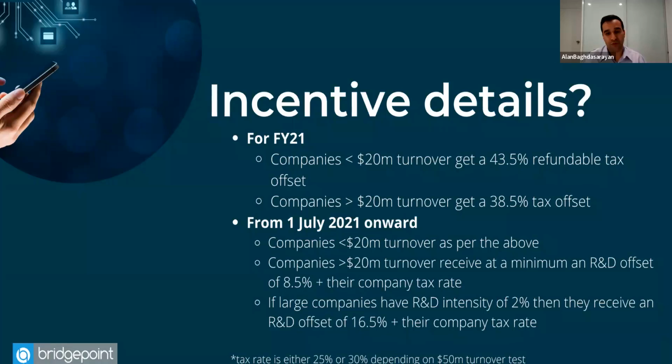The reason they put these rules in was because the larger end of town was saying, well, SMEs are getting a 43.5% refundable tax offset. We want our offset to be somewhat similar percentage-wise. However, we understand that you don't want to give a cash refund to large corporations. At least give us a similar percentage, but make it non-refundable based on us continuing to invest in R&D and the flow-on effects this R&D has. So that feedback was listened to, and from 1 July 2021 onwards, these are the new rules we have.